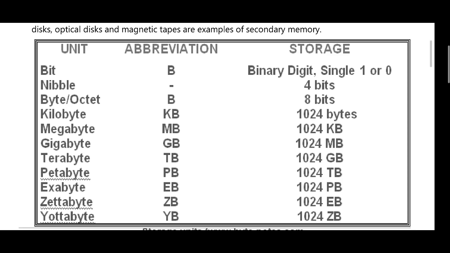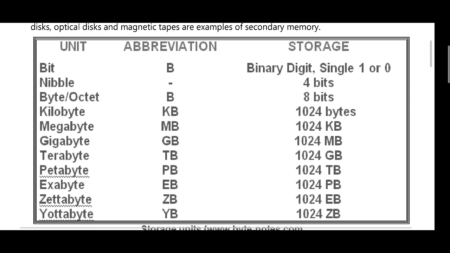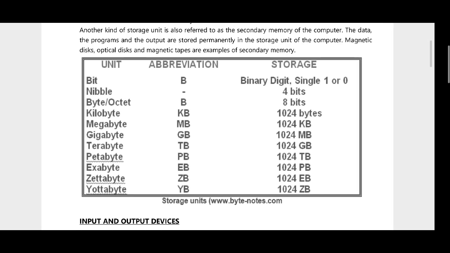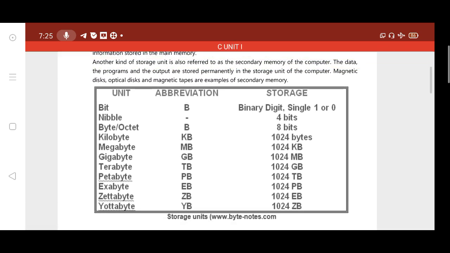Then after terabyte we have petabyte, exabyte, zettabyte and yottabyte. These are all the storage sizes stored in the system. Now we are using up to terabyte. This is the overall input and output and block diagram of computer.